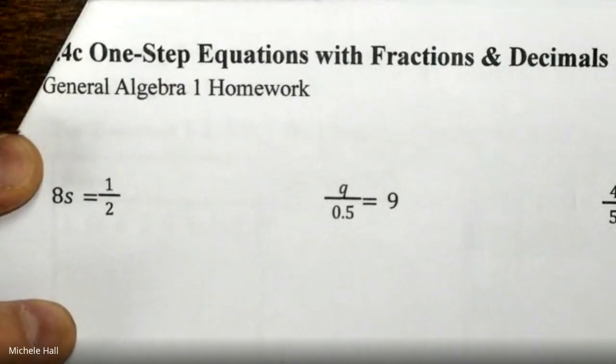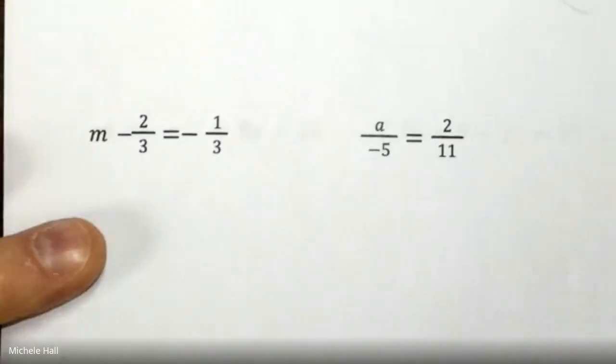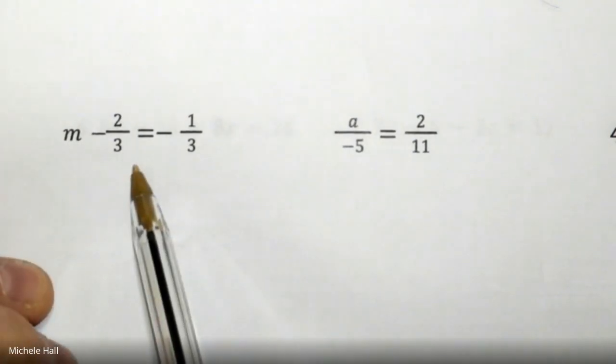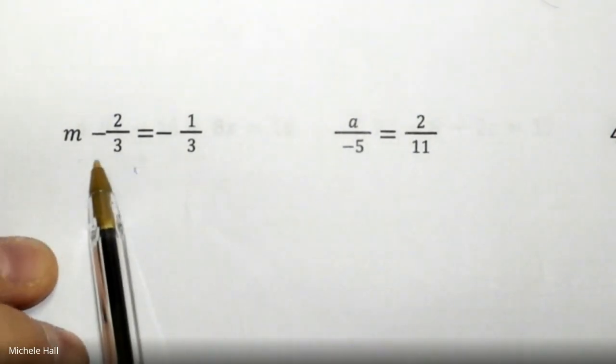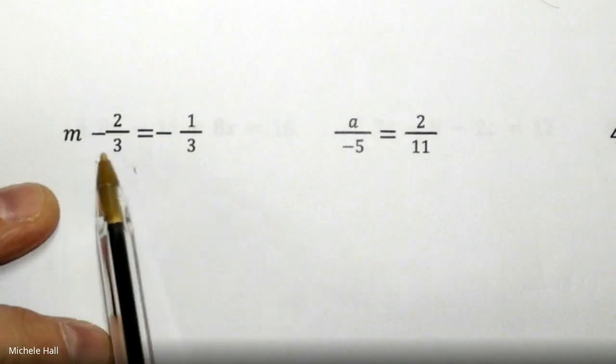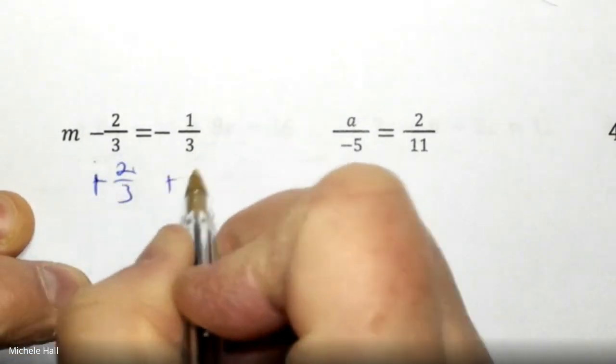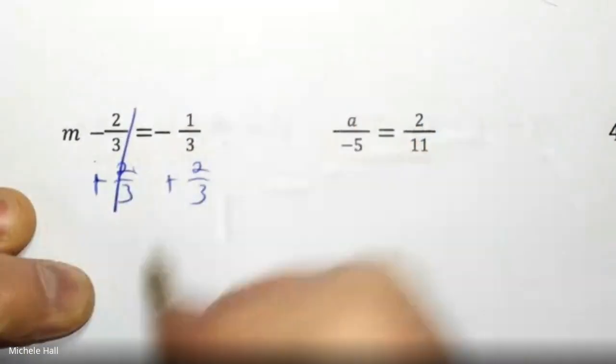4C homework. All right, here we go. Let's go down to the bottom. Let's work on this one. What's being done to M? And what's the opposite of subtracting 2/3? I'm going to add 2/3, add 2/3, do my canceling.